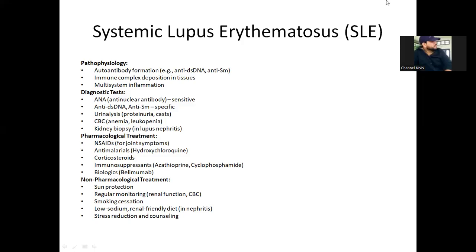So this is mainly about the pharmacotherapy of musculoskeletal disorders.